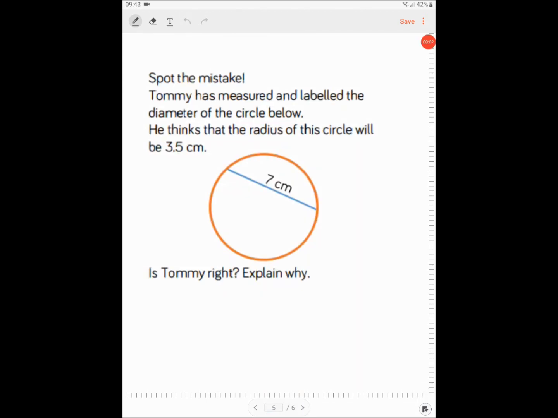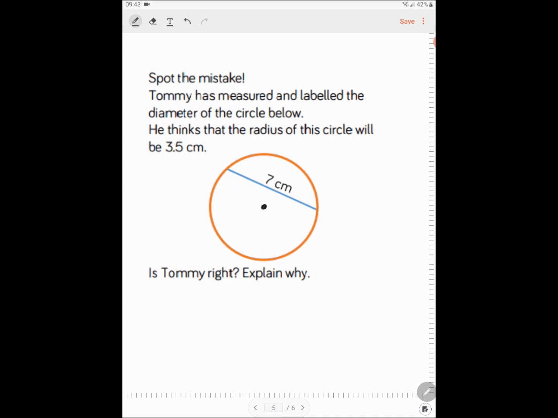Okay, so if you remember back to the first slide, I talked about how the centre point of the circle is really important. Now, on this one, that is the case. So Tommy has measured and labelled the diameter of the circle below. He thinks the radius of the circle will be 3.5 centimetres. Now, he's got a nice line going across it, but it's not going through the centre point.